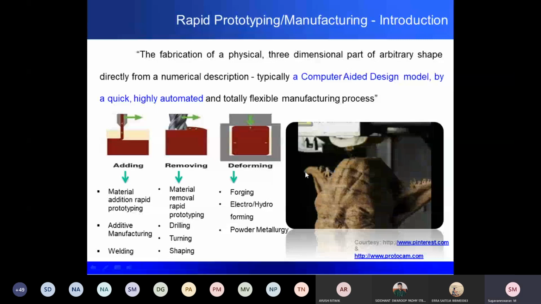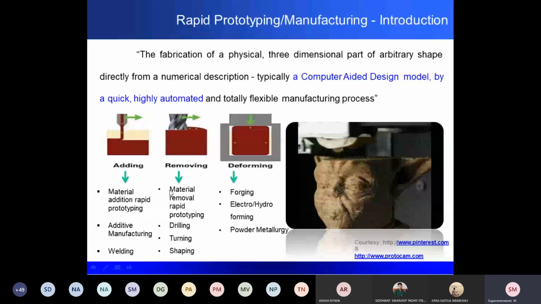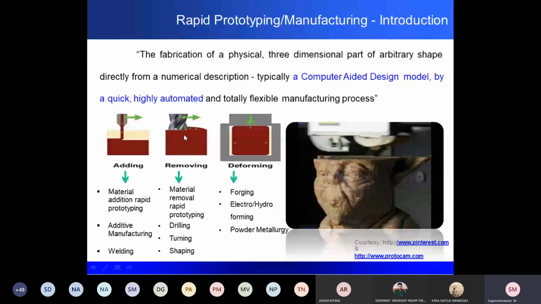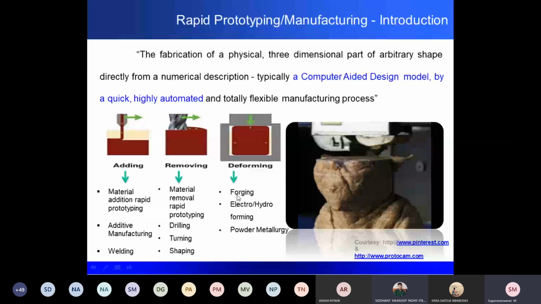So the traditional manufacturing processes are classified in any one of these three categories: adding category, removing category, and deforming category. In adding, welding is an example of adding material. Coating is an example of adding material. Removing, like drilling, shaping, machining, grinding, these are all manufacturing processes which come under the category of removing. And deforming, forging, powder metallurgy, casting, these are the processes which come under the classification of deforming processes.